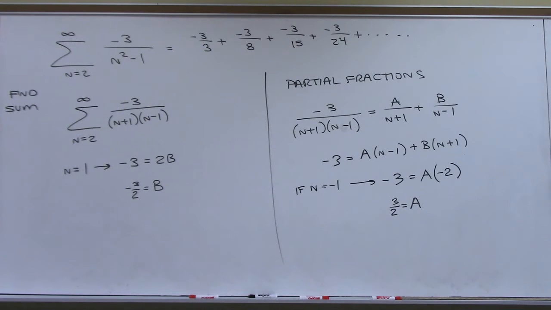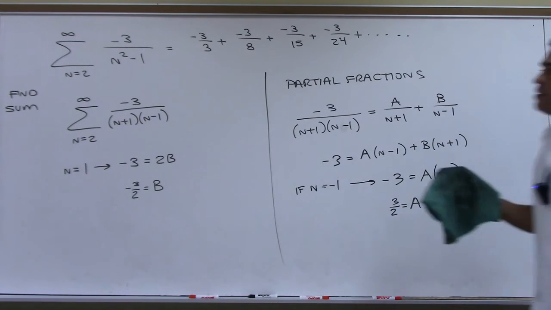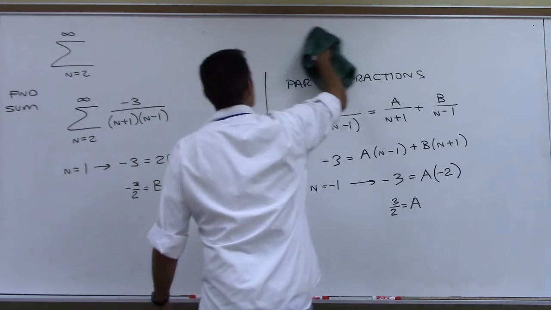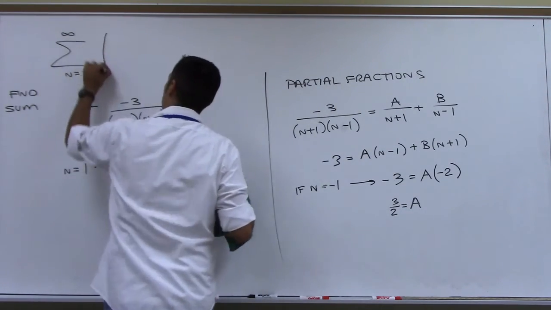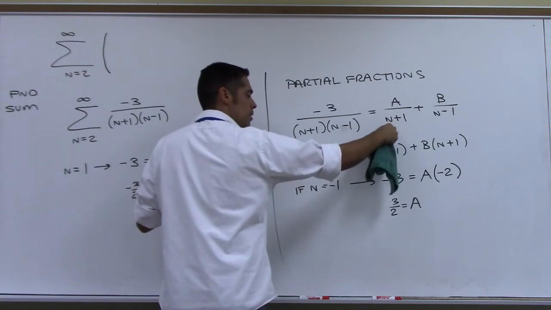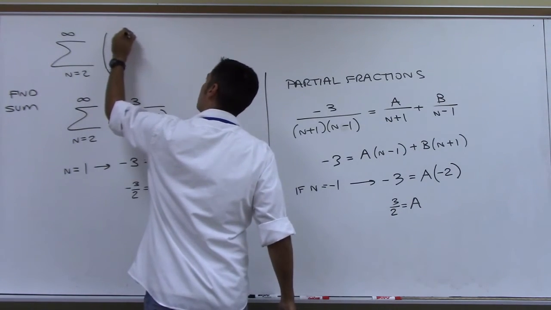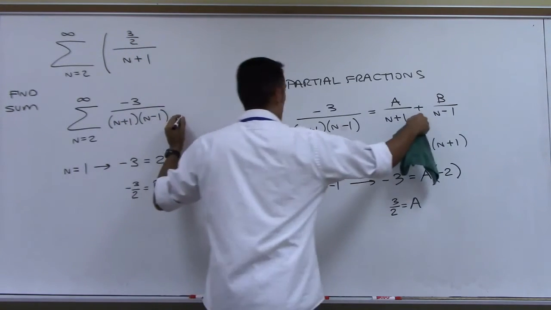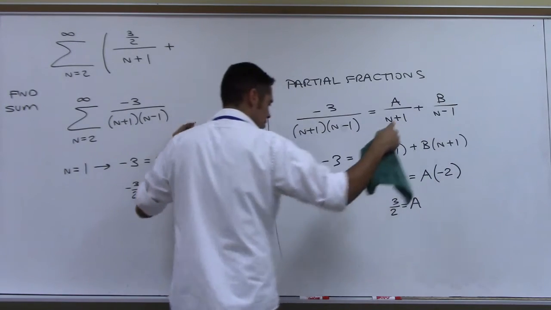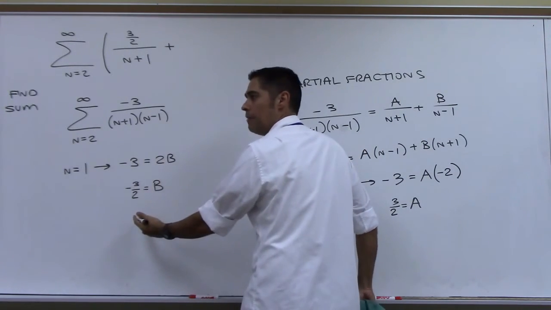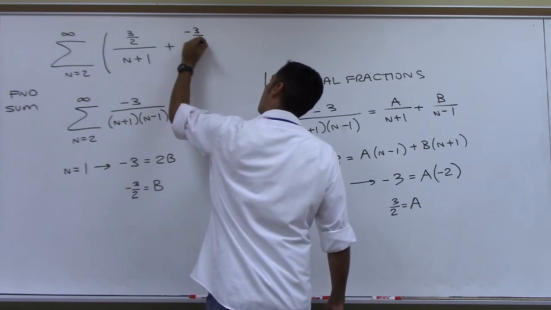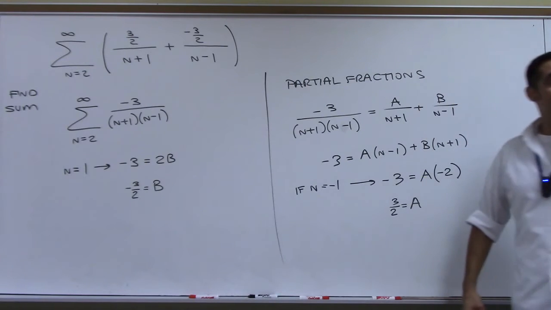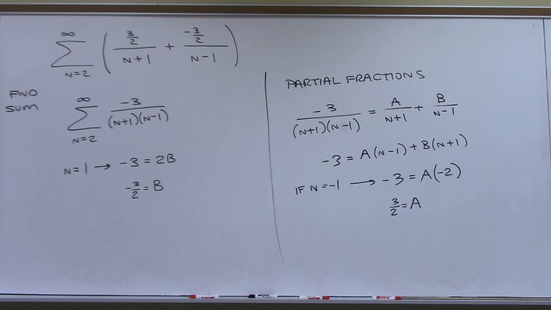All right. So here's the way I can rewrite this series. I'm going to come back up here and rewrite it as, in parentheses, A over n plus 1, so 3/2 over n plus 1, plus B, which is -3/2 over n minus 1. Y'all still there? Everyone still there? Got it?